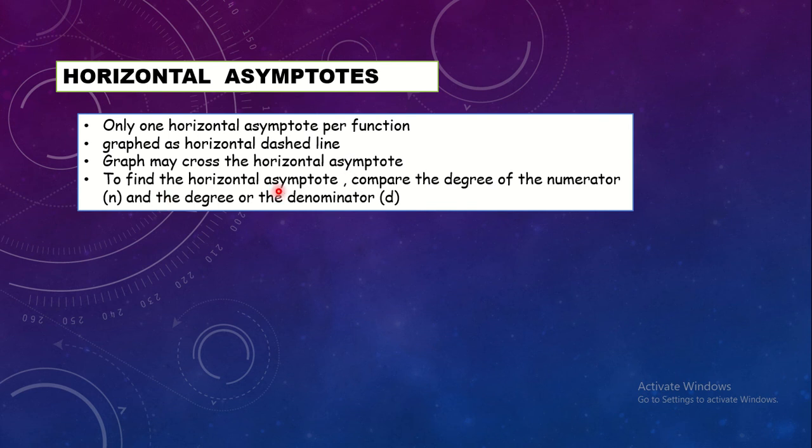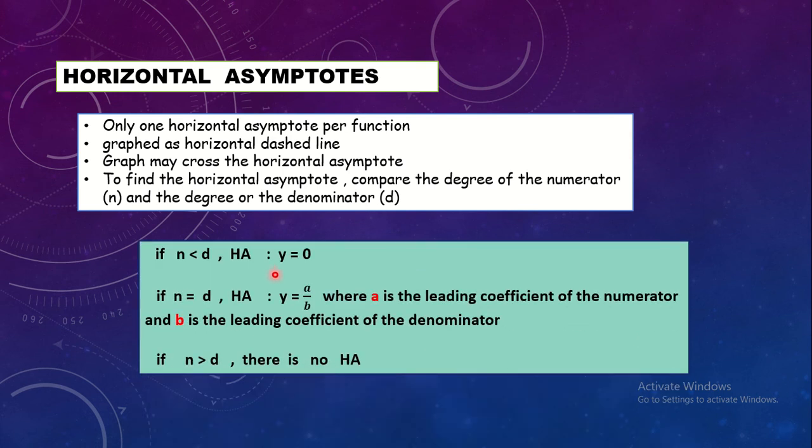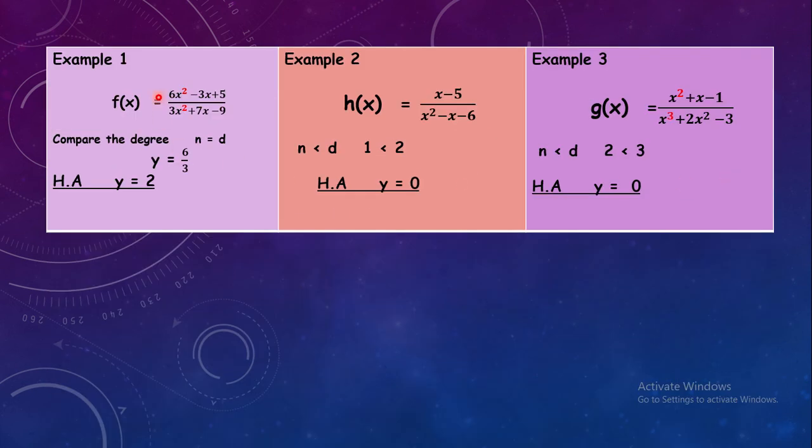To find the horizontal asymptotes, compare the degree of the numerator and the denominator, which is n and d. Madali lang to, guys. You just follow this three. Okay? If n is less than d, for a horizontal asymptote, your answer is 0. If your n is equal to d, your HA depende kung ano yung leading coefficient ng numerator and denominator nyo. And then the next is, if n is greater than d, therefore, there is no horizontal asymptotes.